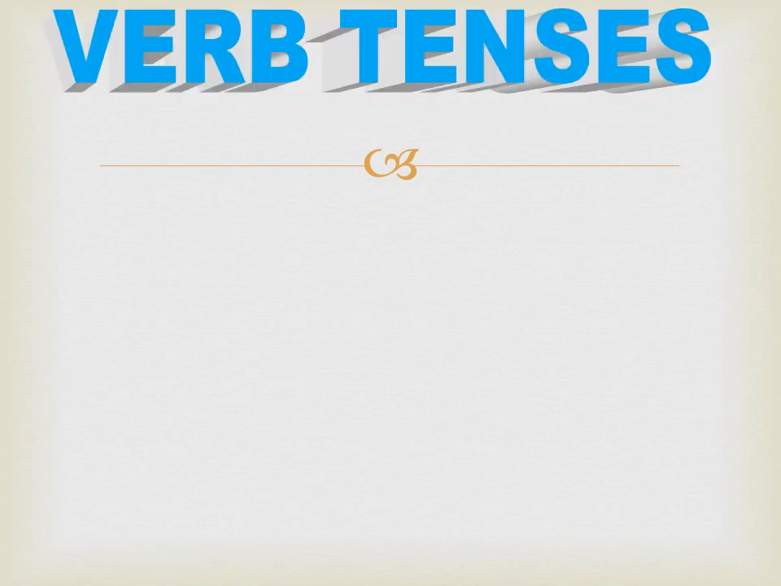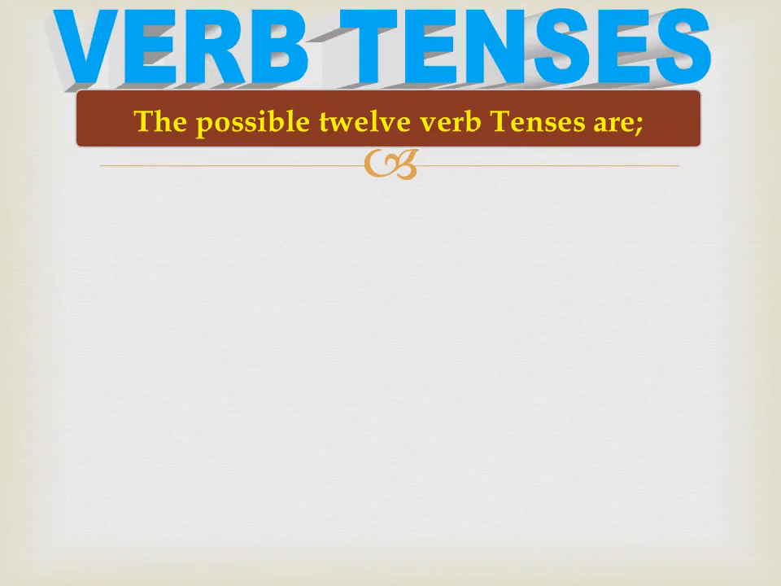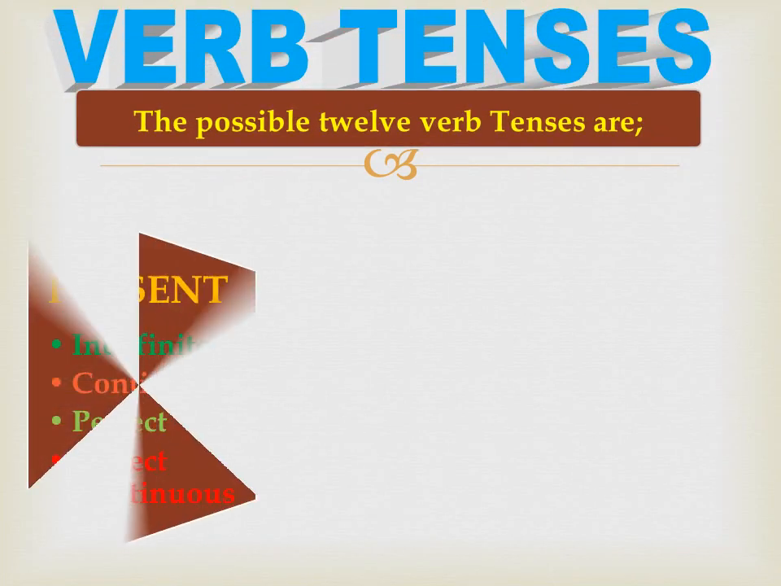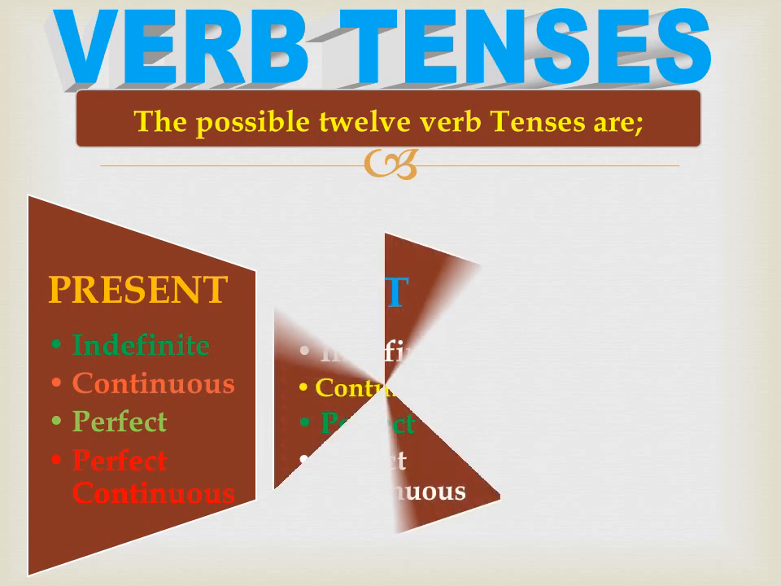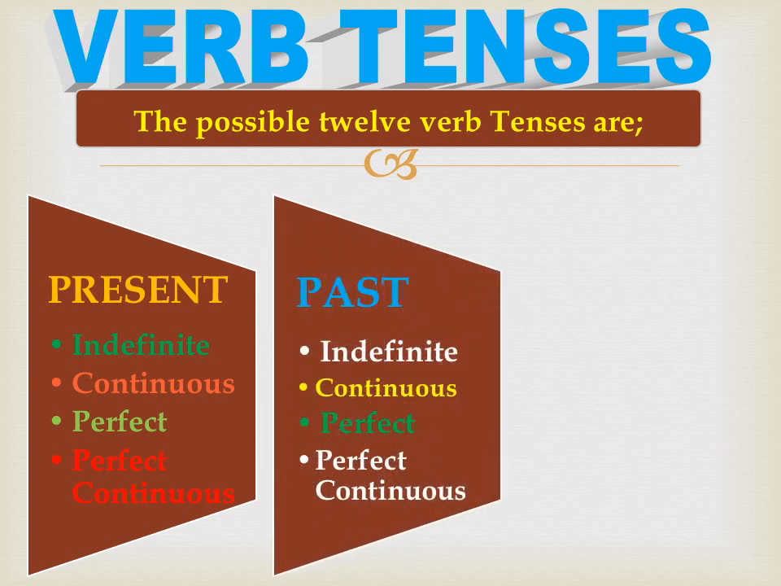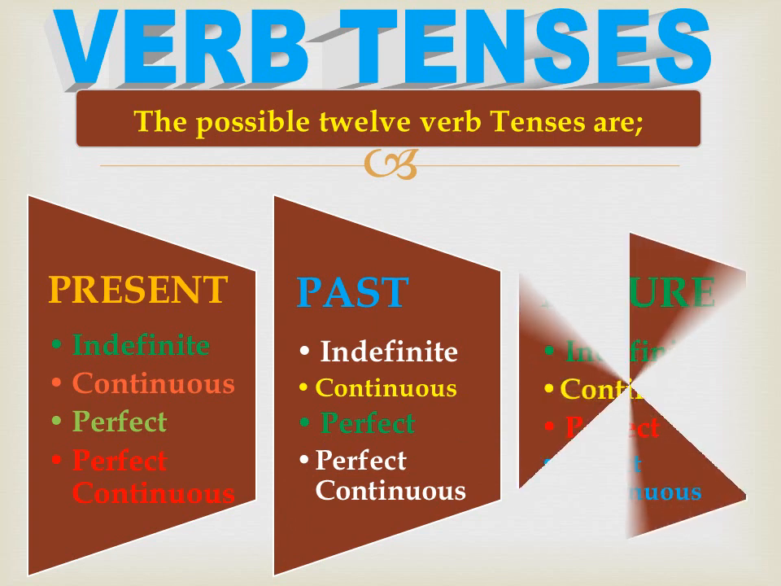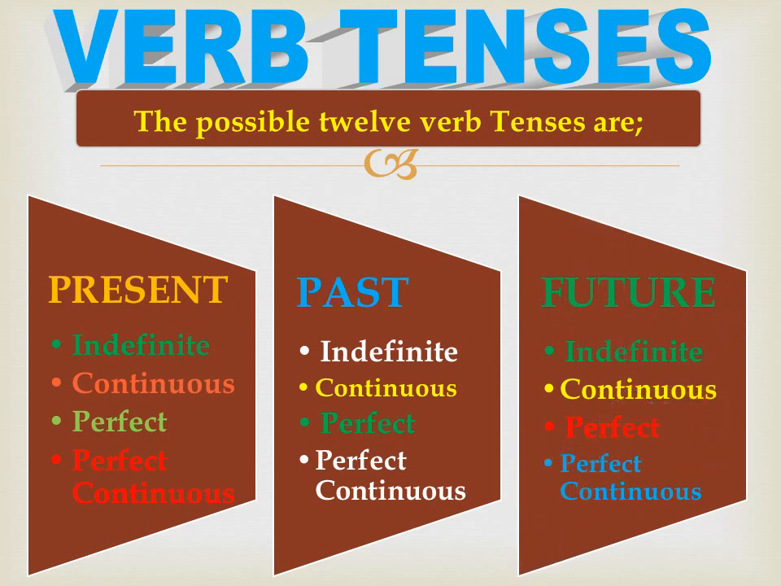So here are the 12 possible verb tenses in English language: present indefinite, continuous, perfect, and perfect continuous. Past indefinite, continuous, perfect, and perfect continuous. Future indefinite, continuous, perfect, and perfect continuous.